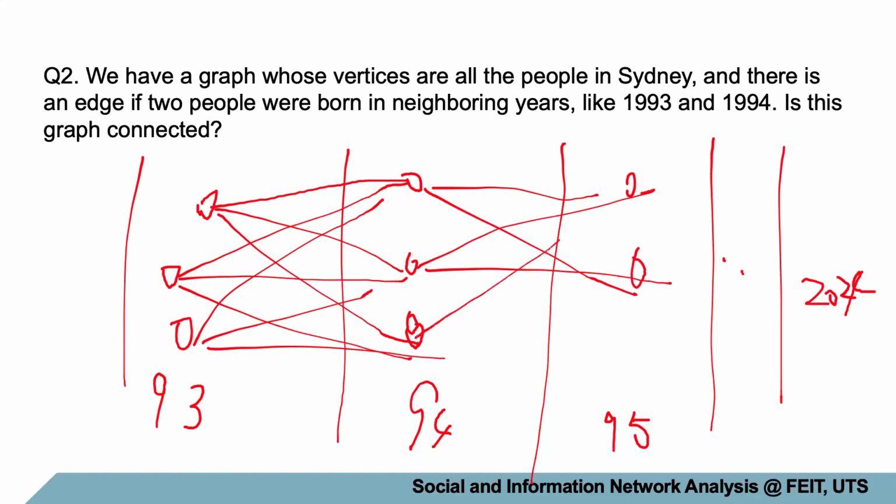Yes, of course it is connected because we can definitely find a path between any two people, like from people born in 1990 to the newborn babies. There will be a path from this year until 2024. So the graph is connected.